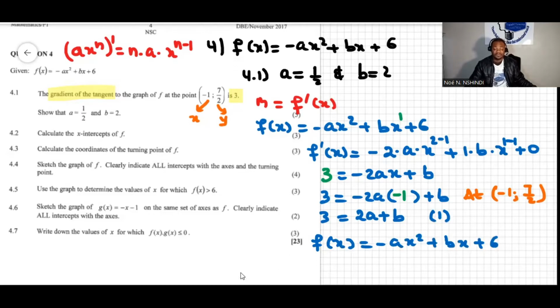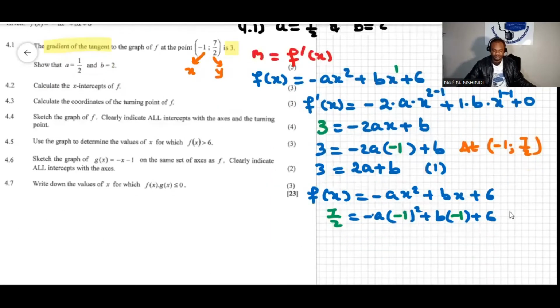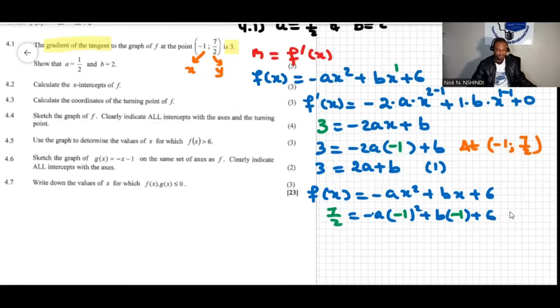So f of x is the y value, so 7/2 will be equal to negative. I'm going to sub in the value of x. So 7/2 equal to -a times (-1)² plus b times (-1), close bracket, and then plus 6. Now let me write it over here. This will be 7/2 equal to, over here we first work out what is in the bracket.